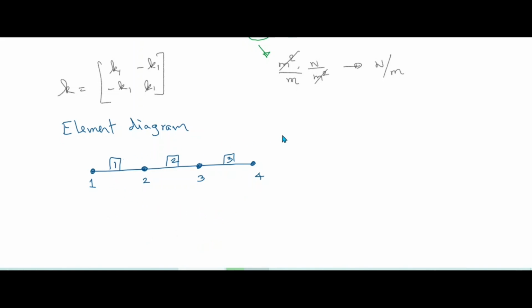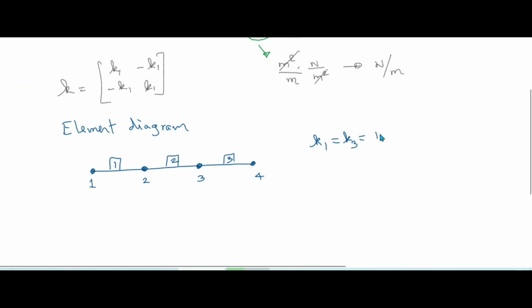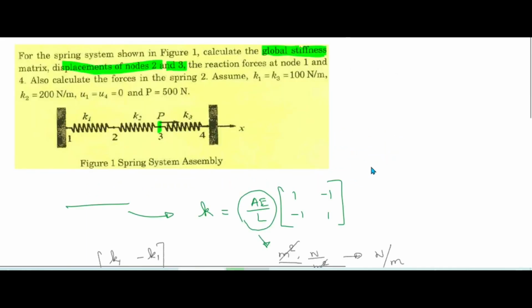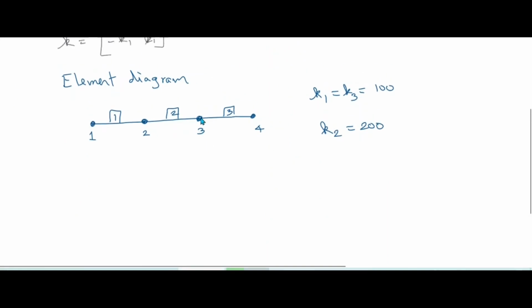We also know our K1 and K3, which they mentioned as 100. Similarly, K2 is mentioned as 200. They also mentioned that U1 and U4 are zeros and you have a P which is equal to 500 Newton.